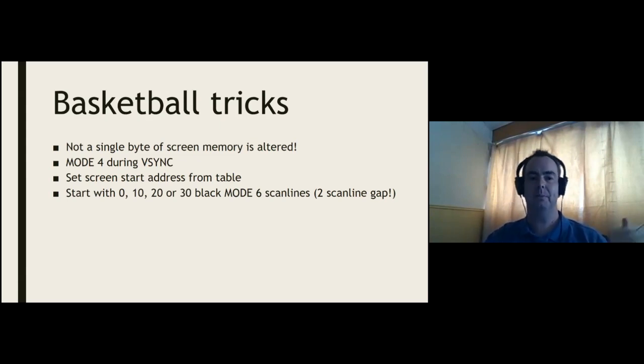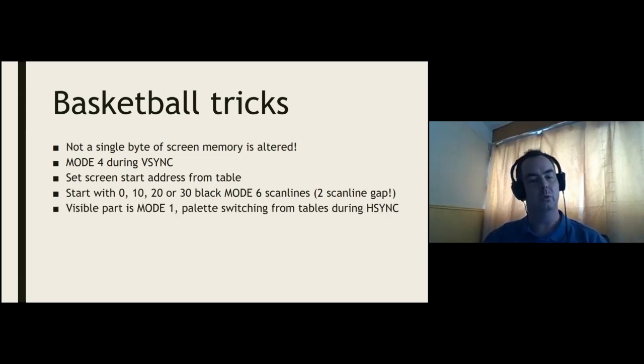I found if I skipped a number of mode 6 scan lines, and after that I switched to mode 1, which is the visible part, the basketball, then the screen is displaced by a few scan lines, which is at a better granularity than 8 scan lines. The granularity becomes 2 scan lines. So this is what also FireTrack uses, I think, I hope, to scroll 2 scan lines at a time. So this is what I'm doing. I'm displacing the basketball on the screen, any amount of even scan lines, actually.